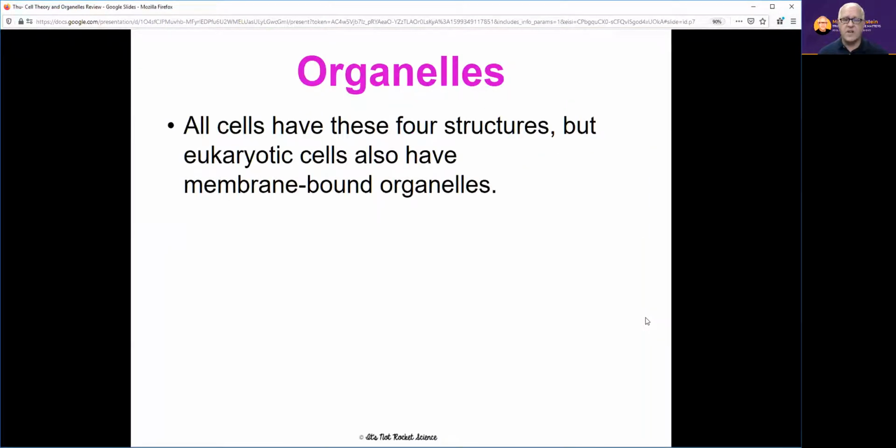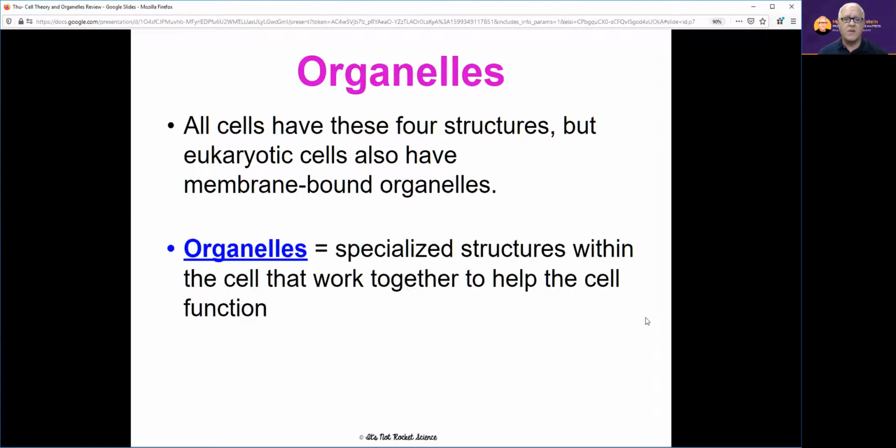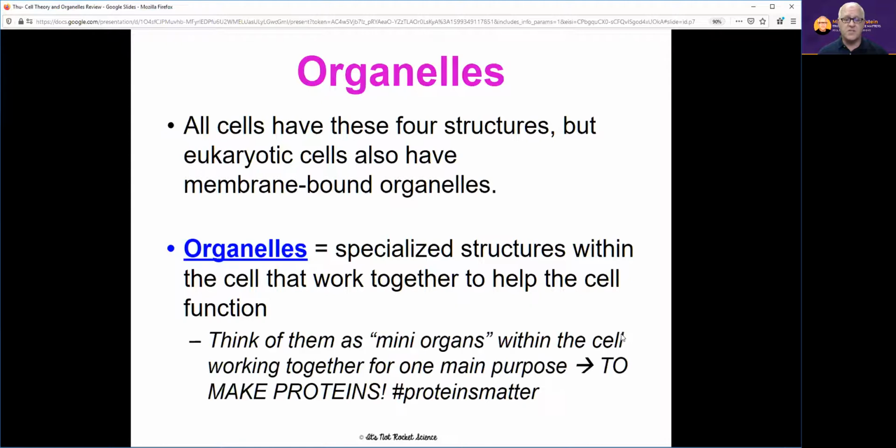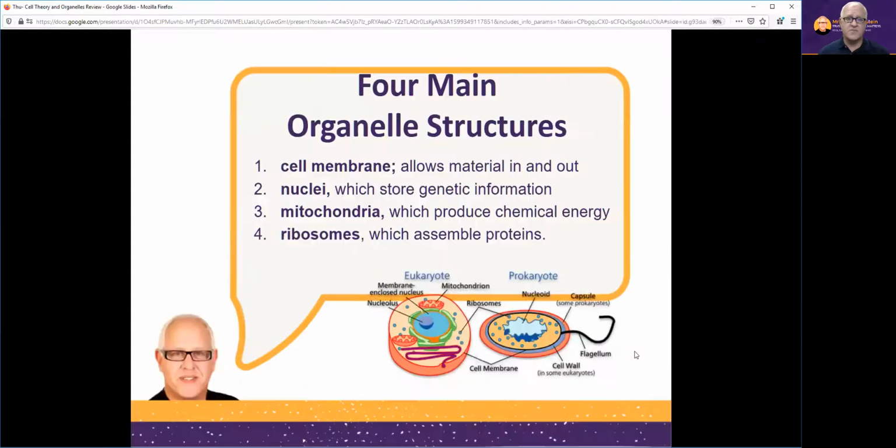Now, all cells have those four structures, but the eukaryotic cells also have organelles that have a membrane around them. And the organelles are specialized structures within the cell that work together to help the cell function. You want to think of them as little mini organs within the cell that work together for the main purpose of making proteins. The whole purpose of the organelles is to help that cell keep on making more proteins, because proteins is what runs our bodies.